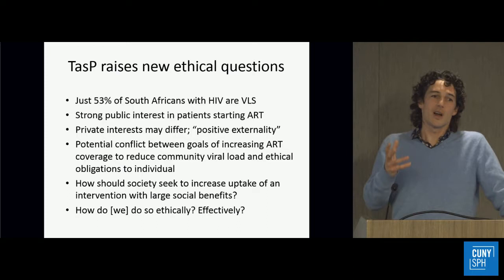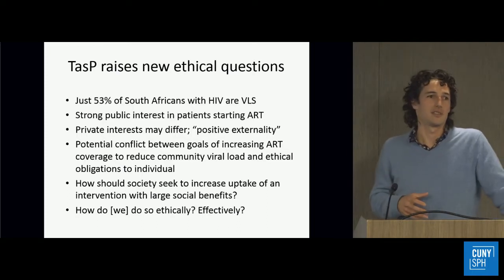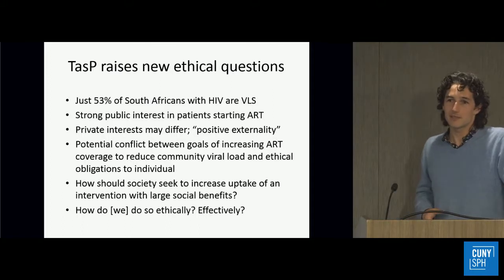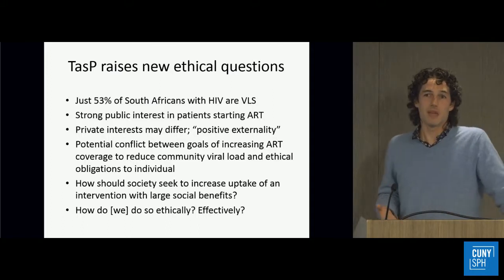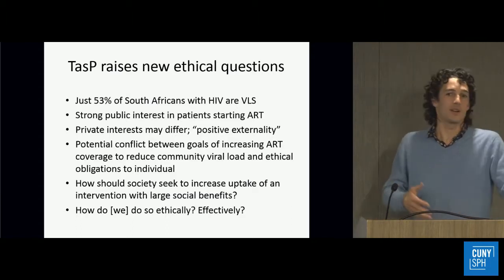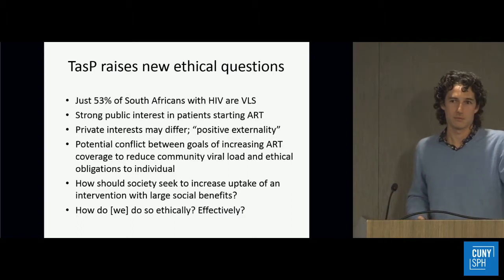TASP raises new ethical questions, though. There's a strong public interest in patients starting ART, but private interests might differ. There may be a gap between what is privately optimal and what is socially optimal. In economics, we call that an externality. Okay?